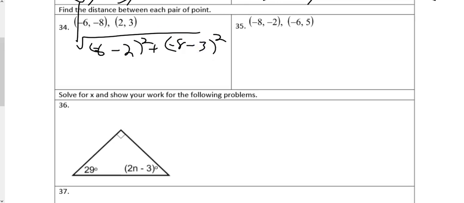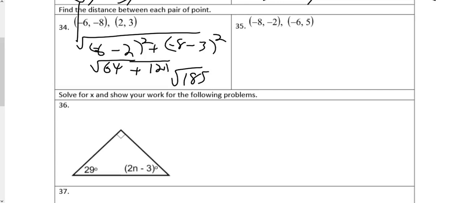Negative 6 minus 2 is negative 8, but when we square that, we get a positive 64. Remember, be smarter than your calculator. A negative number squared is positive. Negative 8 minus 3 is negative 11. Squared is 121. So when we do 121 plus 64, we get 185. And we can leave it there at 185. If you want to do the square root of 185, it is 13.6 approximate. So I would just leave it like that.